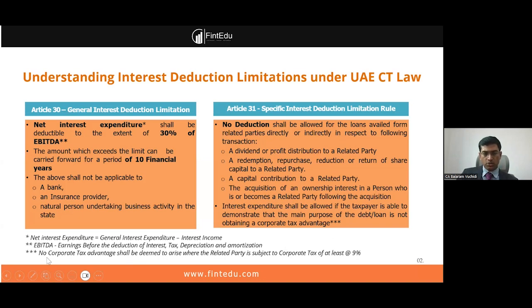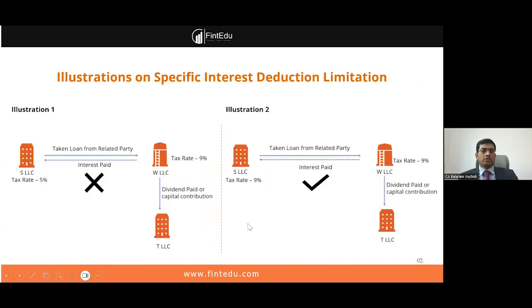So generally you can see that no corporate tax advantage shall be deemed to arise where the related party is subject to corporate tax of at least 9%. So for the company from where you're taking the loan, if both are paying 9% or more, then it is generally assumed that there's no tax advantage as such. So these are the small illustrations that we wanted to show.